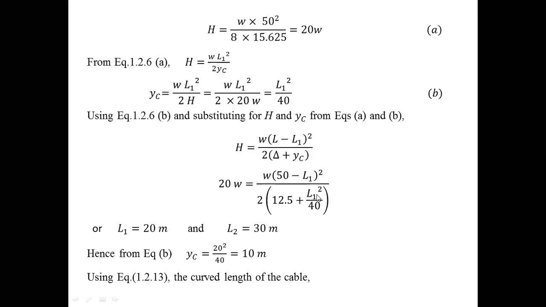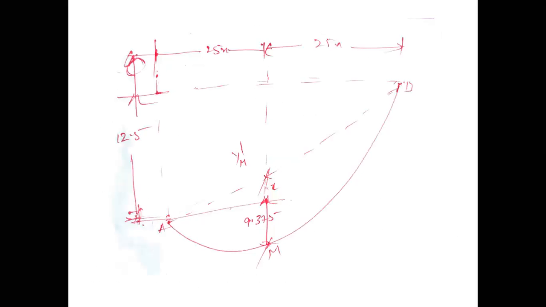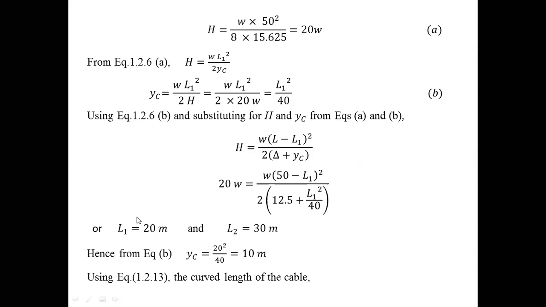So what is the magnitude of YC? Lowest point from horizontal? 20 whole square by 40. That is YC is equal to L1 square by 40. So you get 10 meters dip from horizontal level. What is the YC? YC is from the horizontal level. The lowest point is here. This is the C point. So the lowest point YC is 10 meters. So magnitude and position, that is the first part of the answer.